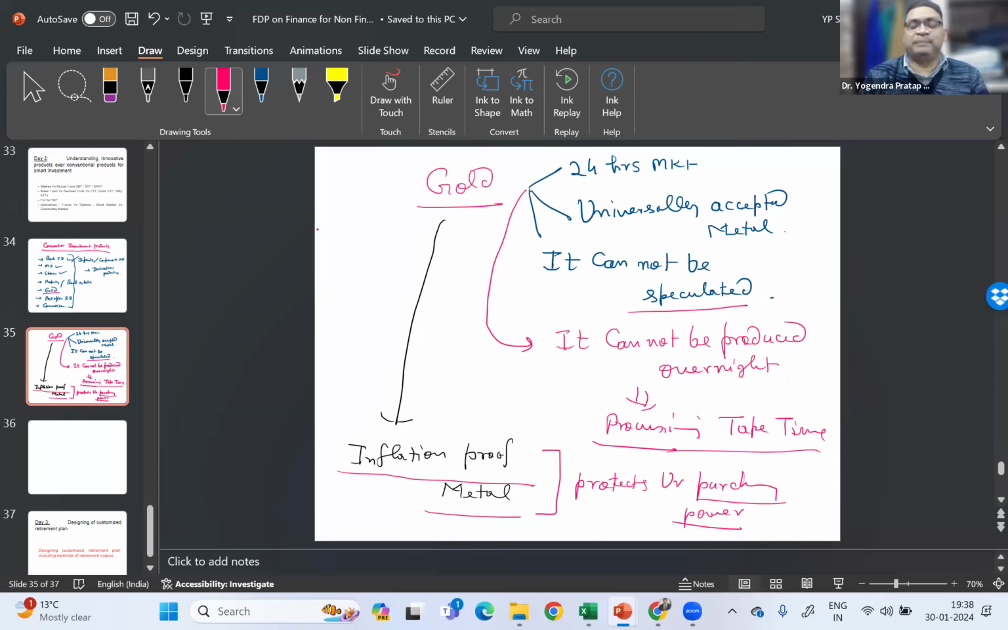Inflation का इस पे कोई impact नहीं होता. There is no impact of inflation on the gold. It is inflation proof, and it has been proved worldwide that gold is the inflation proof metal. Now I'm explaining this concept through an example.